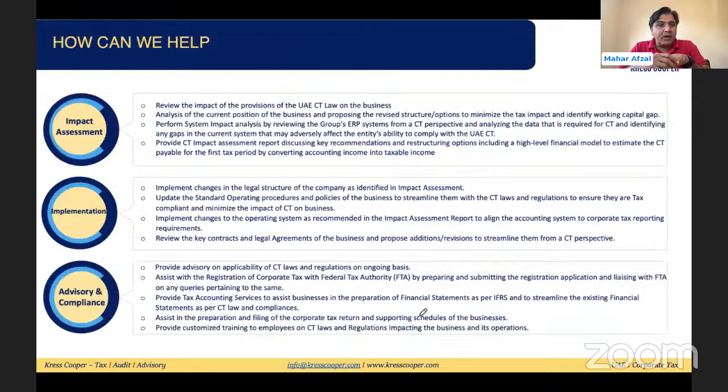This is how we are helping businesses in the market. We are helping them to conduct the impact assessment. In the impact assessment, we are basically looking into what the impact of the corporate tax will be on the overall business. We are advising businesses on restructuring, how they can optimize the tax while keeping themselves within the law. We are not advising anything which is beyond the law. Then we are helping them in the implementation, and Crest Cooper is providing advisory and compliance services as well. So if you are in need of any of these services, don't hesitate to contact us.